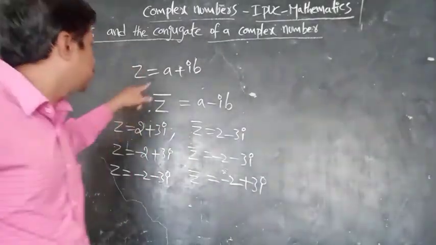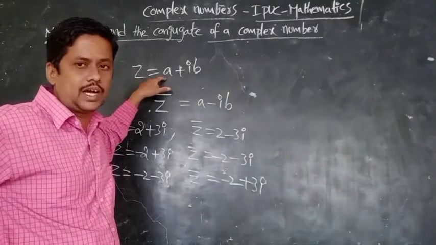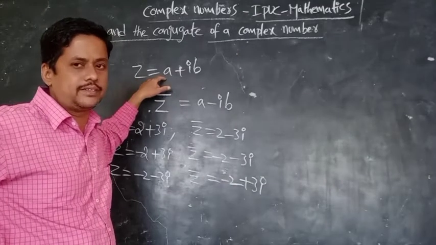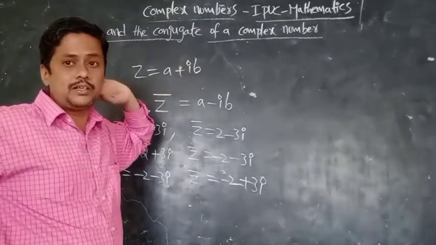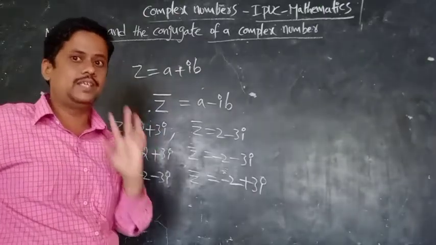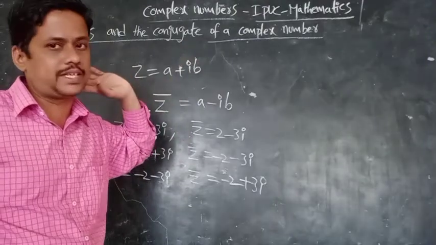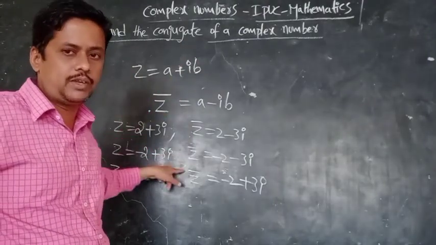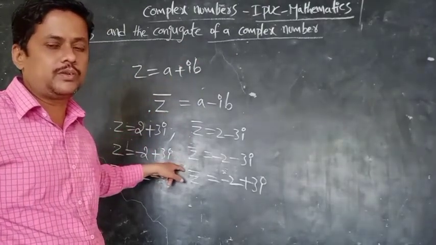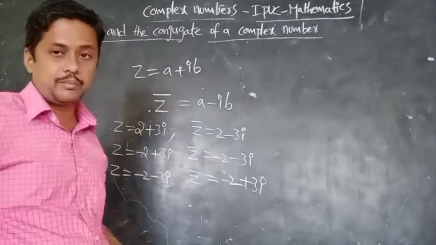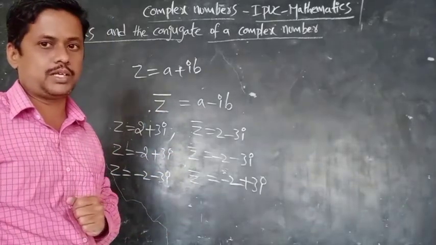The real part stays the same. In the conjugate, only the real part won't change. Only the imaginary part changes; only the sign changes. Plus will become minus, minus will become plus. That's it. So this is a very important question, a very important concept. The conjugate concept is just important.